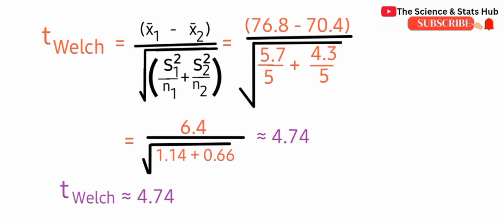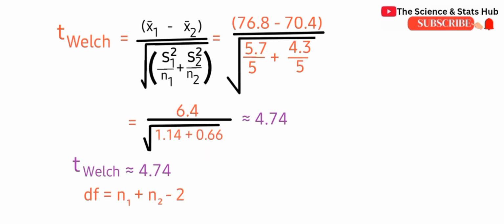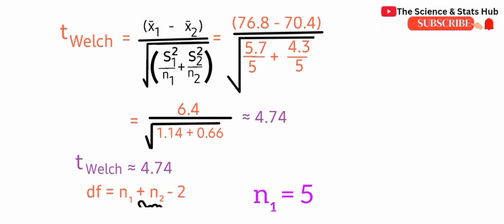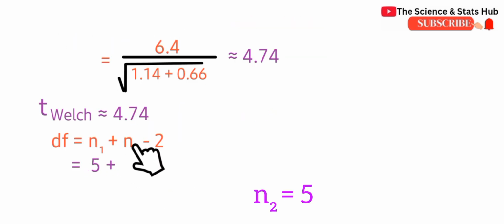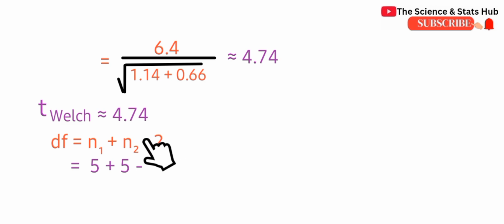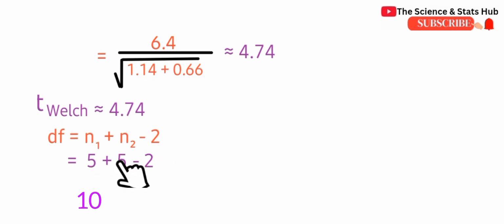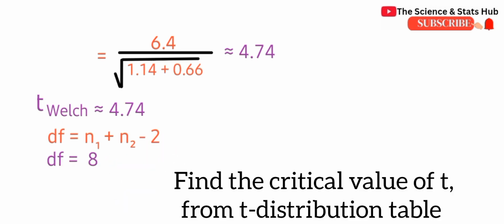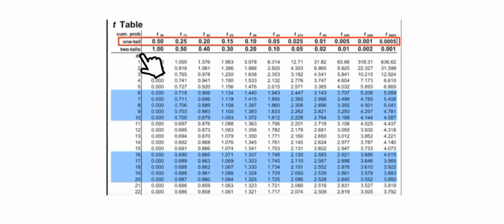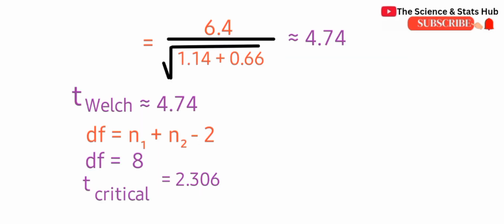Now let's calculate degrees of freedom. Because we're dealing with two sample t-tests, degree of freedom will be n1, where n1 value is 5, plus n2, where n2 value is also 5, then minus 2. 5 plus 5 is 10. 10 minus 2, 8. Now let's find t critical from the t distribution table. At degree of freedom 8 and alpha at 0.05, from the table, the critical value at alpha 0.05, two-tailed, is 2.306.